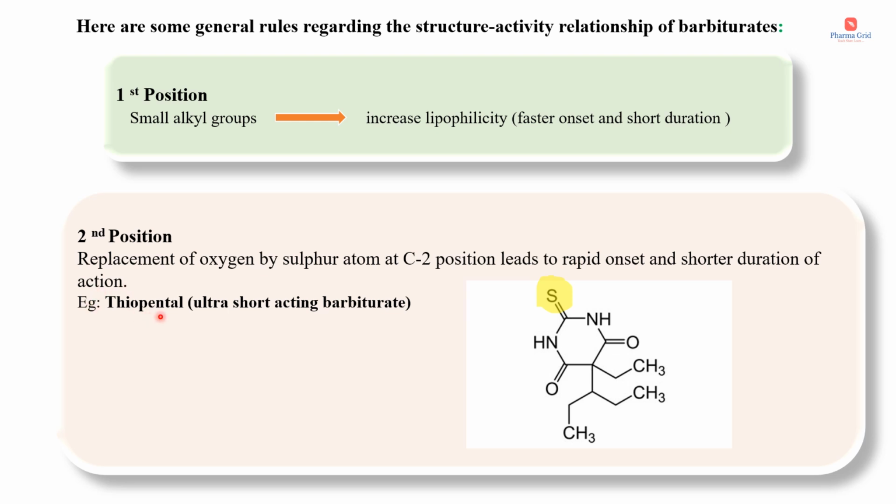For example, thiopental. In thiopental, we already know it is an ultra short acting barbiturate. The main use of ultra short acting barbiturate is as an intravenous anesthetic. So here you can see the structure of thiopental.